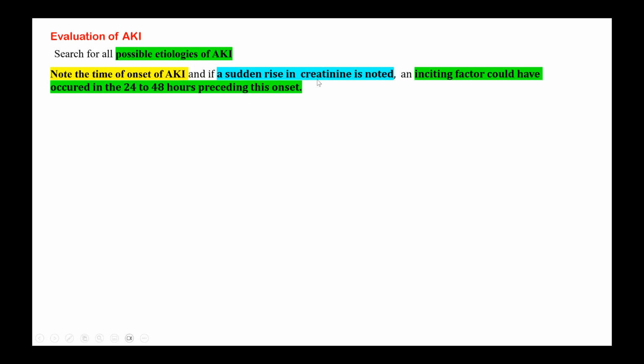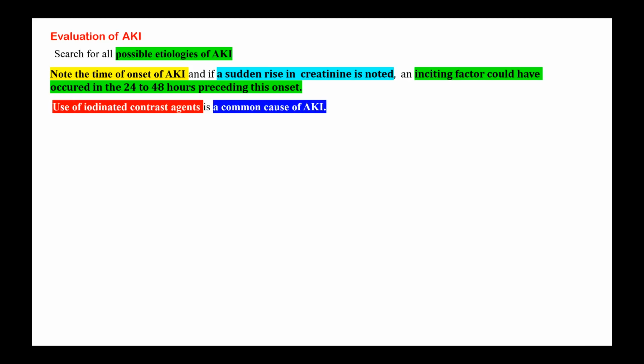When a sudden rise in creatinine is noted, the inciting factor occurring in the 24 to 48 hours preceding this onset has to be checked. So you must see whether, within the previous 48 hours, there was any negative balance, fluid has not been given properly, or any episodes of prolonged hypotension which was not corrected within reasonable time.